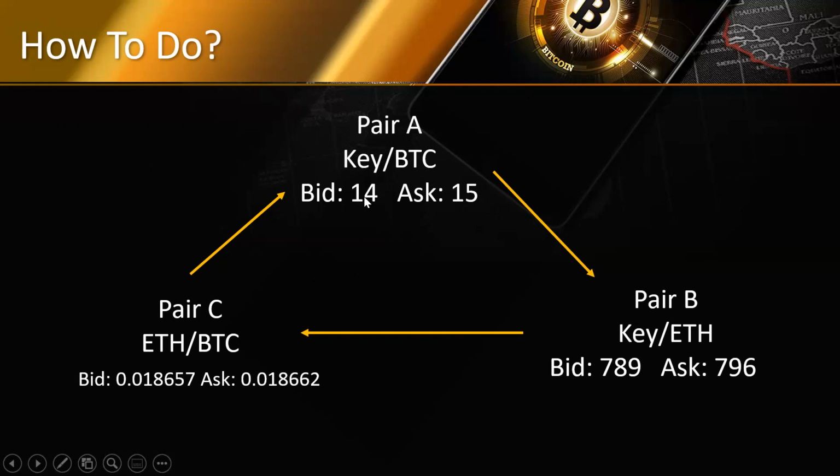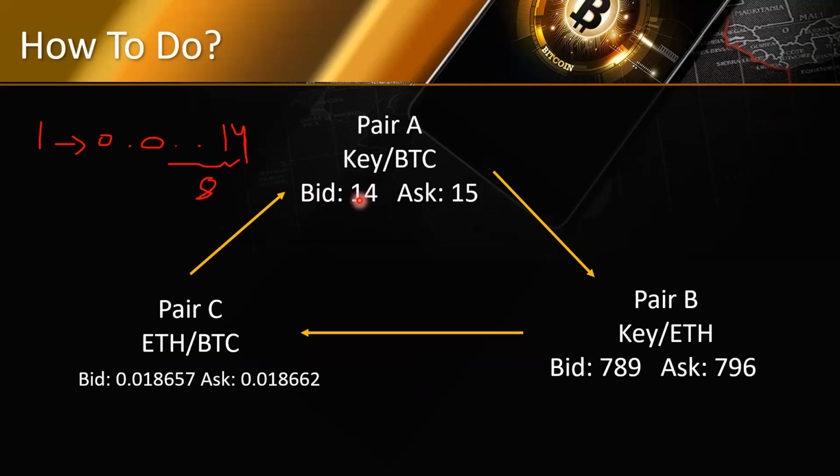I see that the bid, which is the buying price, is at 14 Satoshis. And Satoshi, guys, one Satoshi is basically 0.801. Okay. So it's 14 Satoshis, so it's something like this, 14. And the selling price is at 15.